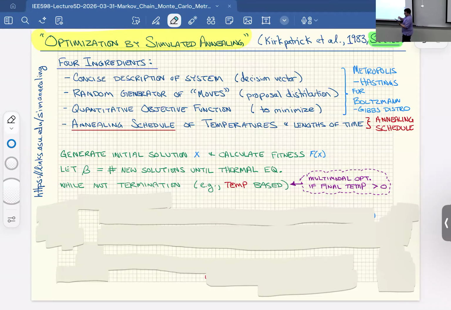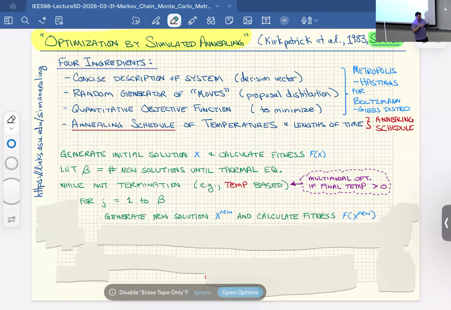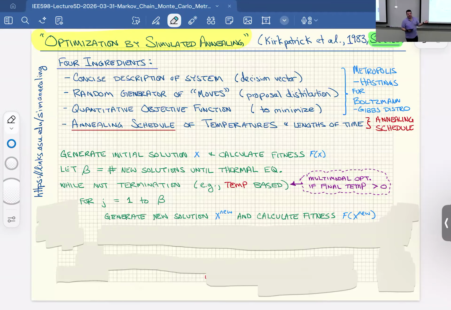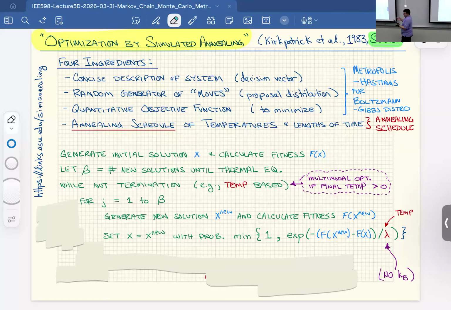Before that, we're going to iterate through how long we want it to sit at this temperature. So for j equals 1 to beta, where beta is how long we're going to sit at this temperature, we generate a proposed microstate, a proposed configuration of our system, and we calculate its fitness. Then we compare it.